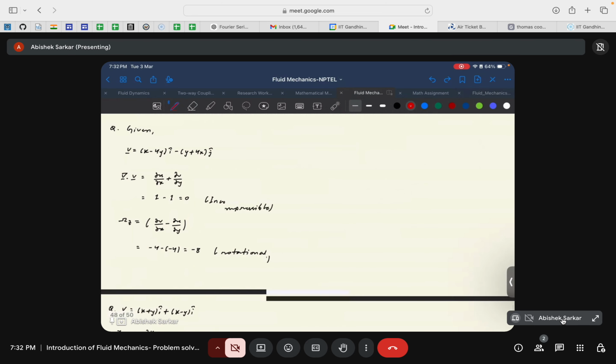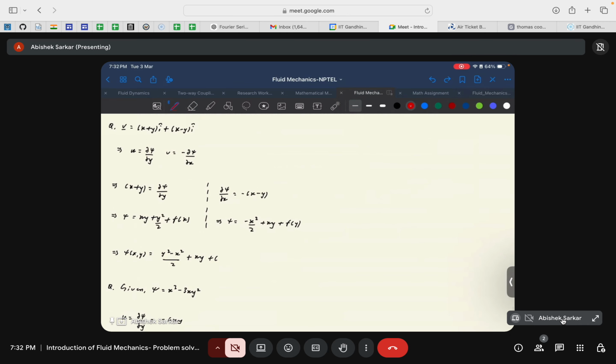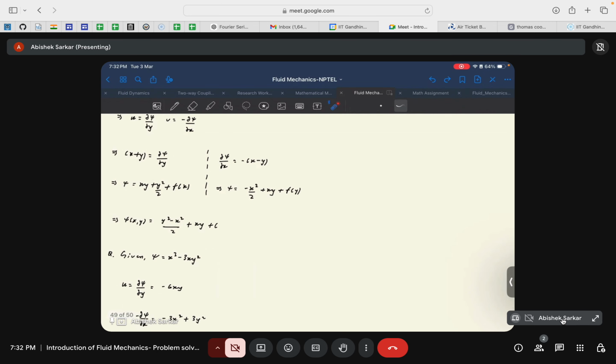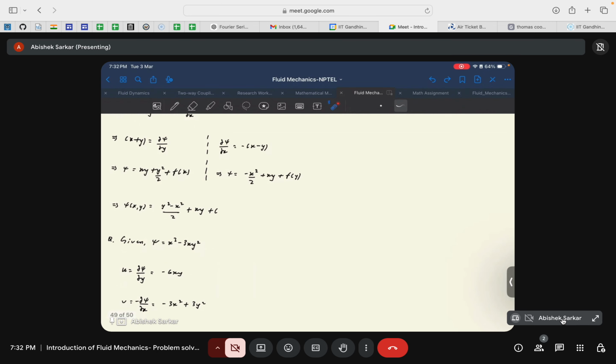So you have u is equal to dou psi by dou y and v is equal to minus dou psi by dou x from the definition of stream function. So we'll have x plus y is equal to dou psi by dou y and minus of (x minus y) is dou psi by dou x. Now if you integrate these two, you will get psi as xy plus y square by 2 plus some function of x, because these are partial differential equations, and from integrating the other equation, you will have psi as minus x square by 2 plus xy plus some function of y.